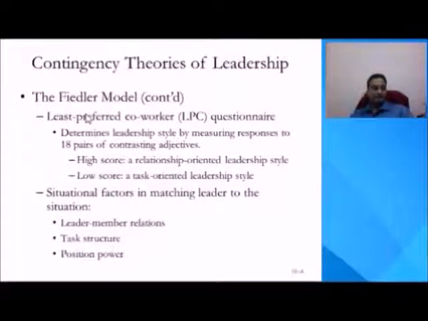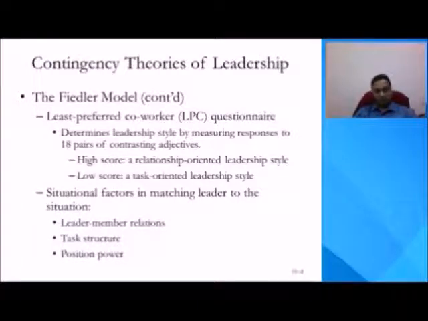And then Fiedler tried to identify the situational factors. Now, what are the possible situations that can come into the picture? Based on his research, he found that there are three situational factors that would affect leadership effectiveness. One is the leader-member relations, that is the degree of confidence, trust, and respect that the employees have for the leader. Then the task structure, the degree to which the assignments are formalized and structured.